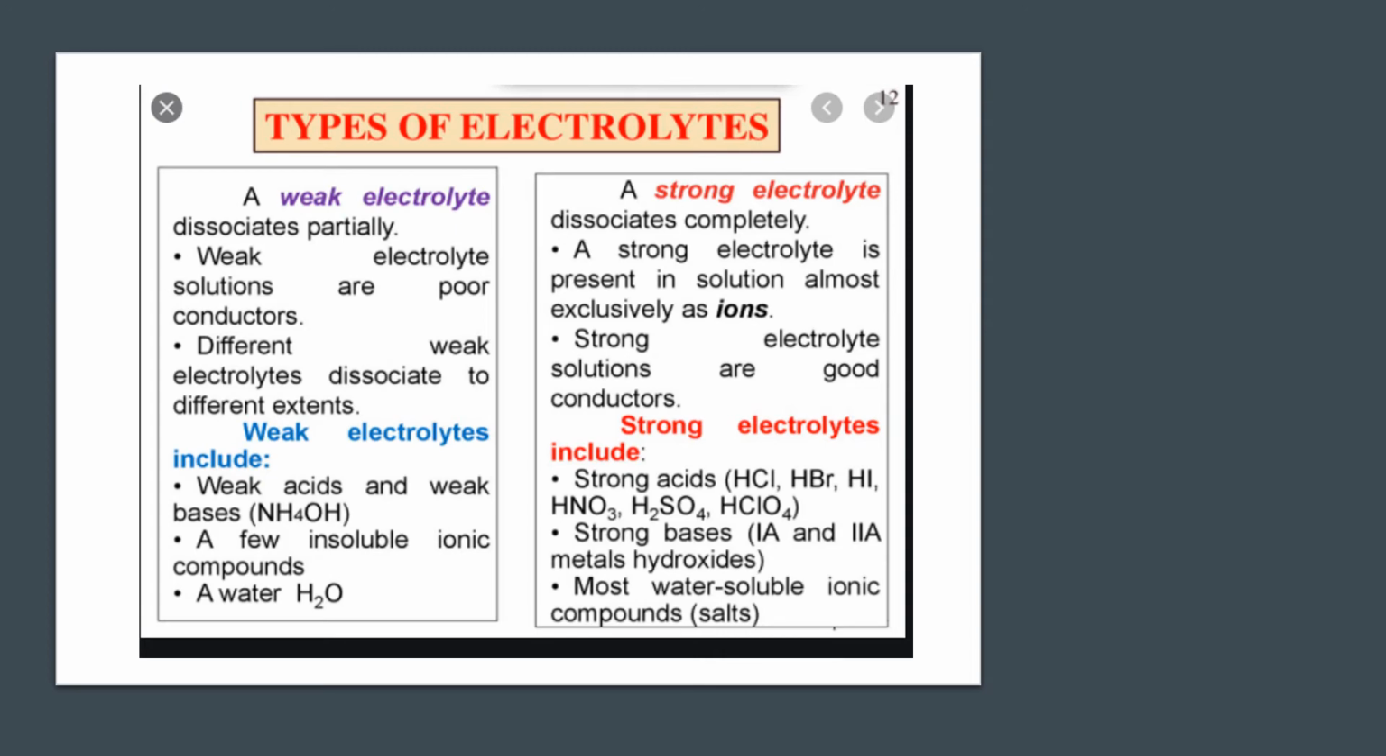There are two types of electrolytes. A weak electrolyte dissociates partially. A strong electrolyte dissociates completely. Weak electrolyte solutions are poor conductors. Different weak electrolytes dissociate to different extents. A strong electrolyte is present in solution almost exclusively as ions. Strong electrolyte solutions are good conductors.